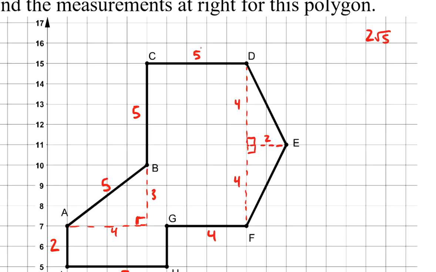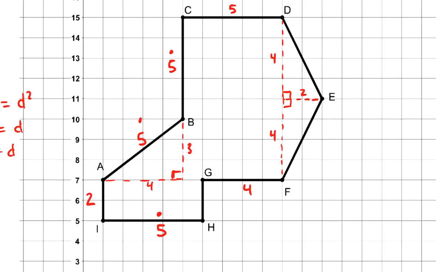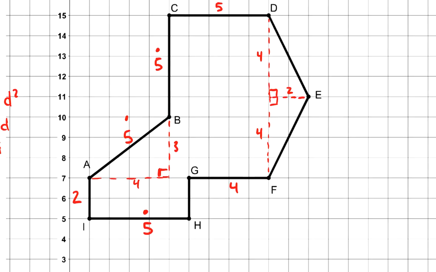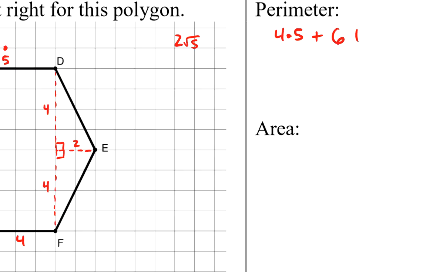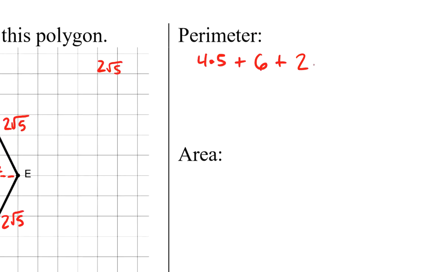Let me go through and get all the fives. I've got 1, 2, 3, 4 fives. So I'm just going to write this down as 4 times 5 plus I have a 2 and a 4, so I'll just write that down as plus a 6. Then plus, and then I have 2 of these things, right? This is a 2 root 5, and this is another 2 root 5. So I can say, look, I've got 2 of the 2 root 5s. Whoops, let me write that. 2 times 2 root 5.